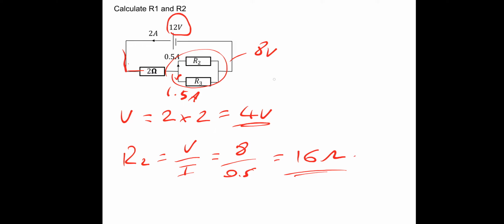Then we can do the same for R3. So R3 is voltage divided by current. The voltage is 8 divided by the current, which is 1.5. 8 divided by 1.5 gives 5.3 ohms, 5.3 recurring. Hopefully that suffices. Let's have a look at the next one.